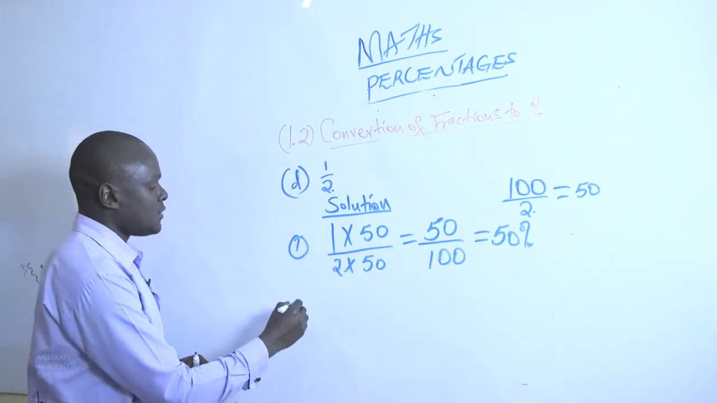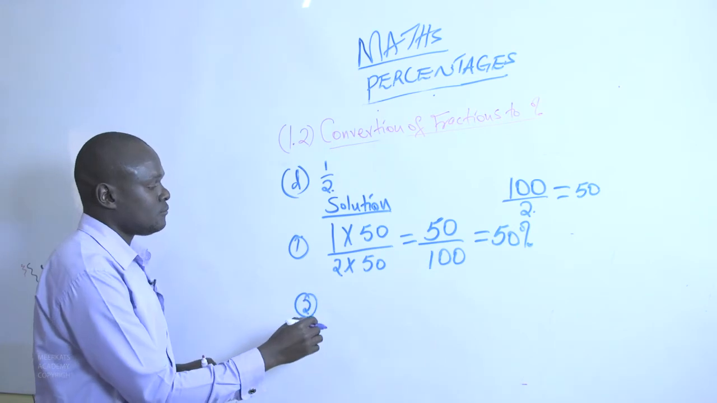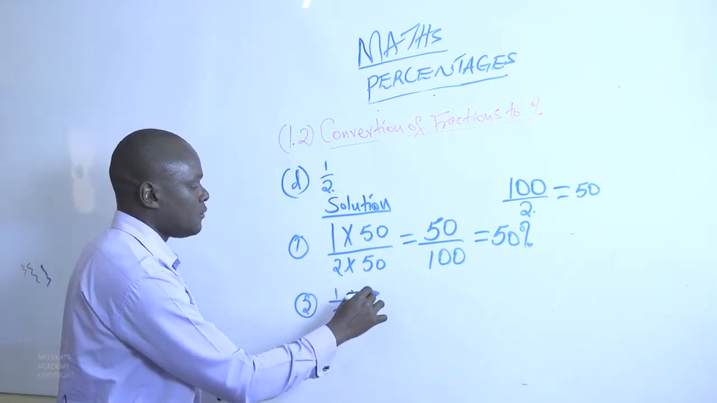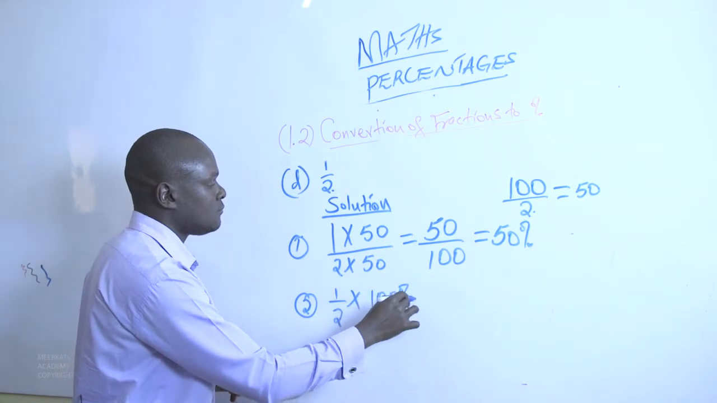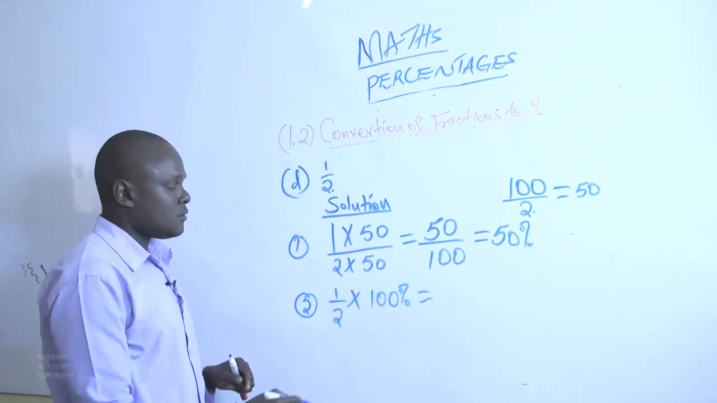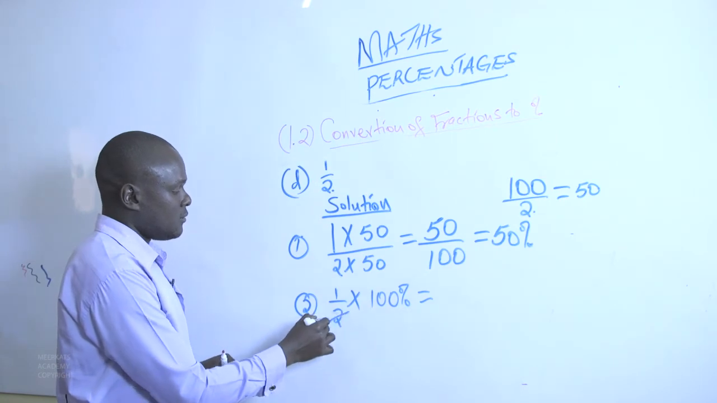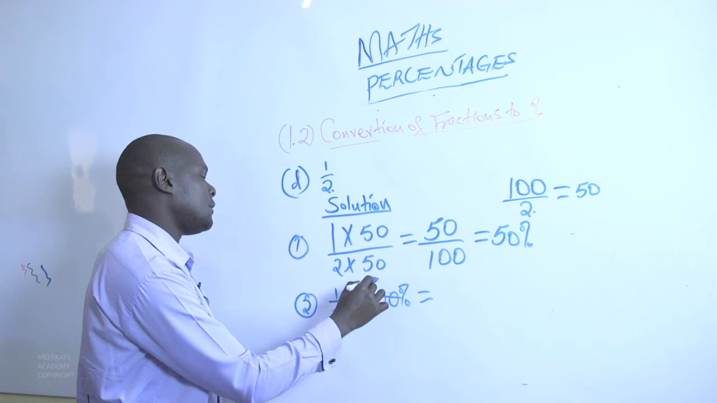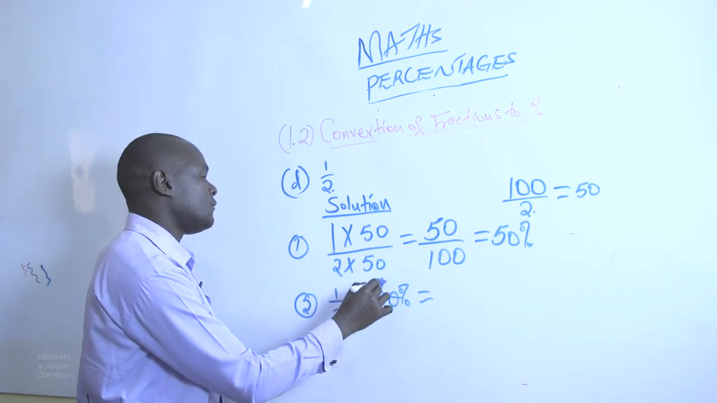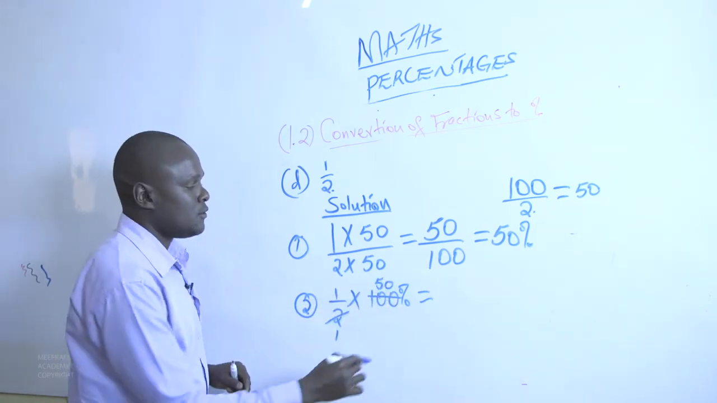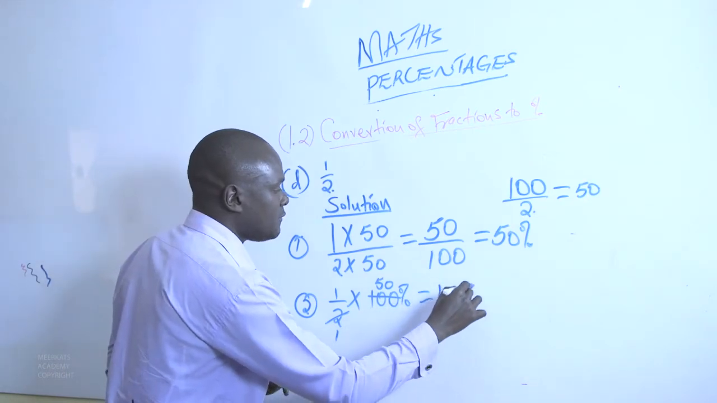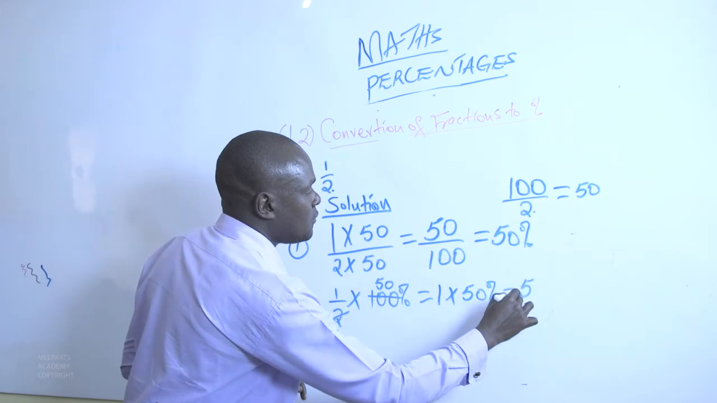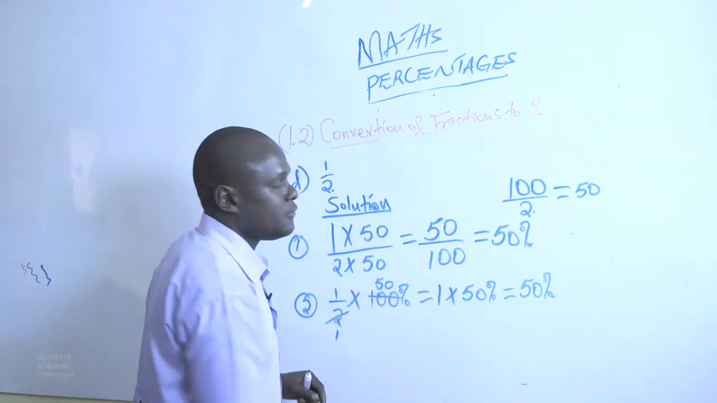And if we apply the second method, we will have a half multiplied by 100%. We cancel out the common factors. This is 2 into 2, 1 into 100, 50 times. So we'll have 1 multiplied by 50%, giving us 50%.